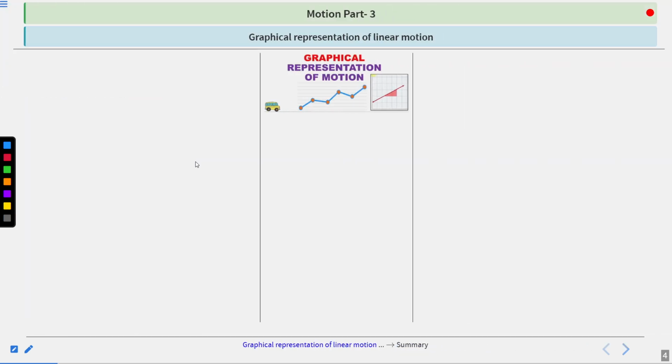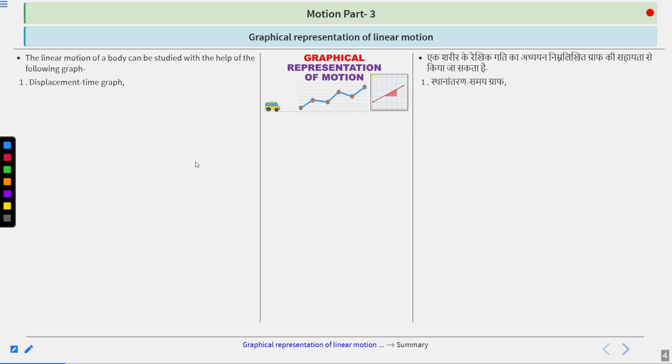Now, let's begin with the graphical representation of linear motion. The linear motion of a body could be studied with the help of the following graphs. First is the displacement time graph, then the velocity time graph, and the acceleration time graph. So these are the three types of graphs through which we could understand the linear motion of a body.